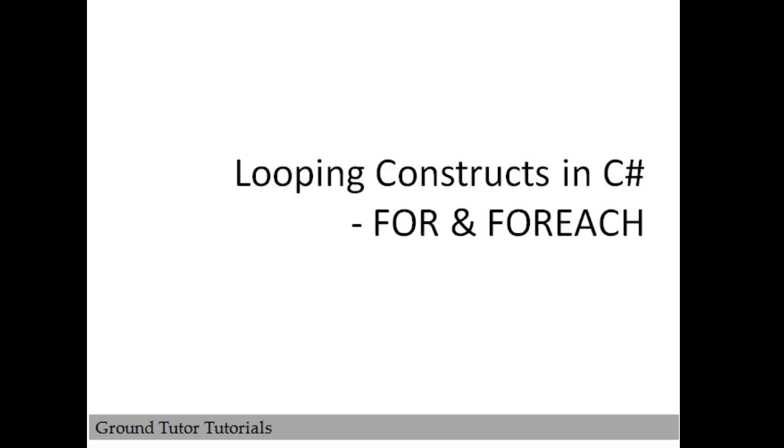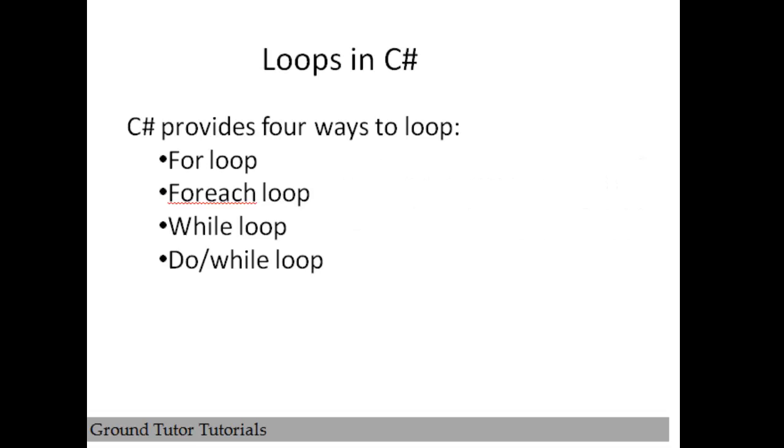Hello friends, today we will be learning about loops in C Sharp. All programming languages provide a looping mechanism. Loops are a way of repeating blocks of code until a terminating condition has been met. C Sharp provides four ways to loop: for loop, foreach loop, while loop, do while loop.